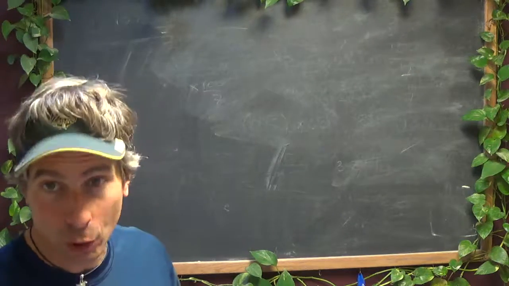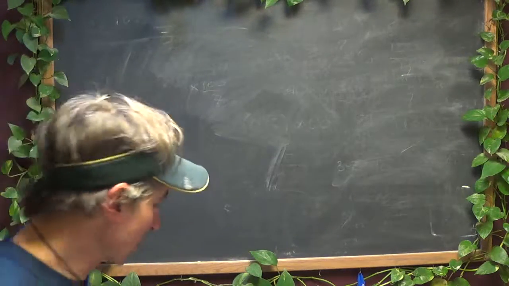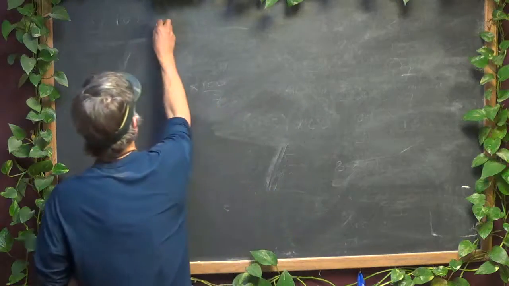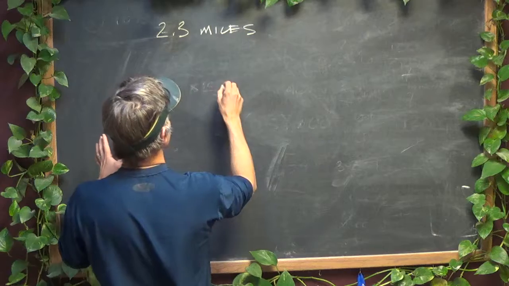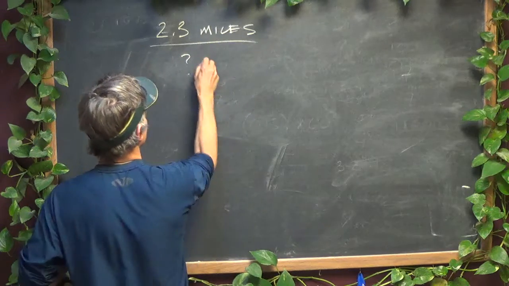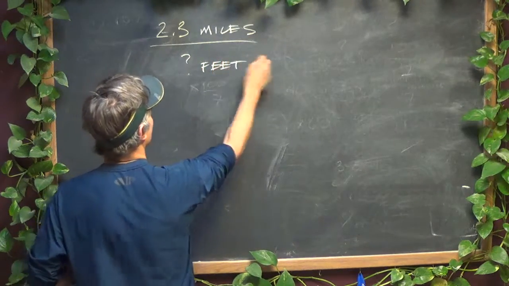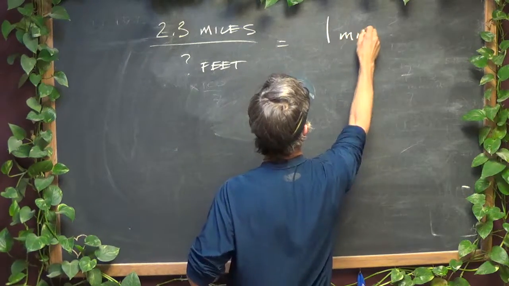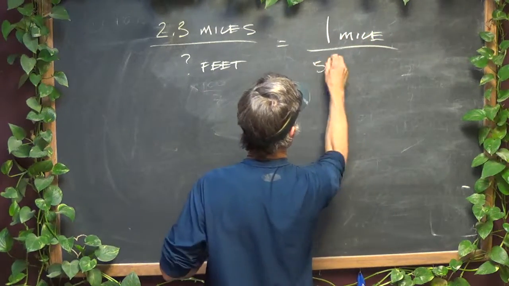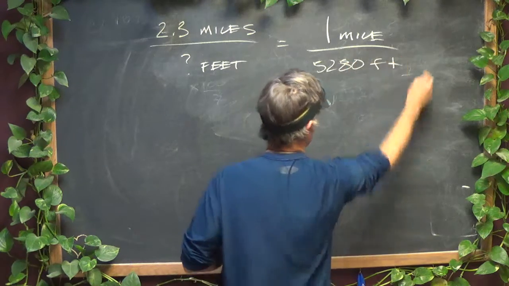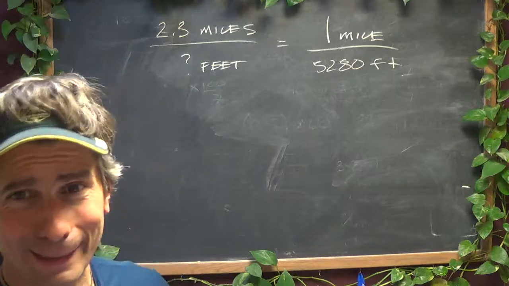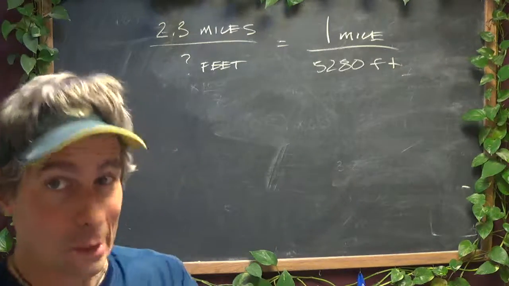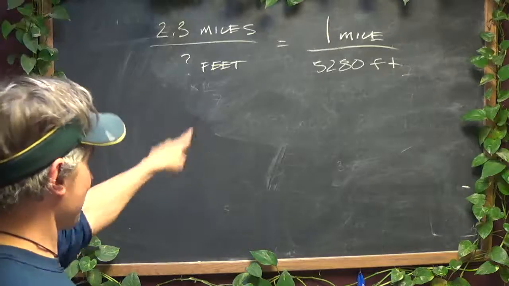If you travel 2.3 miles, how many feet have you gone? Okay, so this one is going to require a little bit of conversion. We're going 2.3 miles. Now, for this one, we don't know how many feet. But we do know that 1 mile is 5,280 feet. Now, we might not know that off the top of our head, but you have to remember, you are carrying in your pocket infinite information like this, so you can look it up. So 1 mile is 5,280 feet.